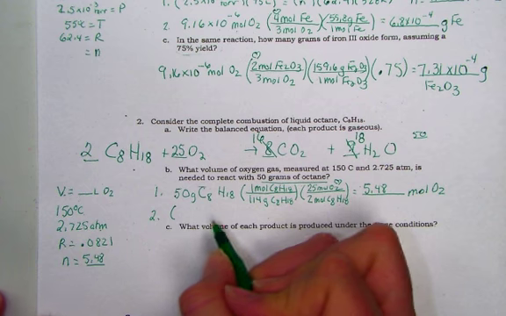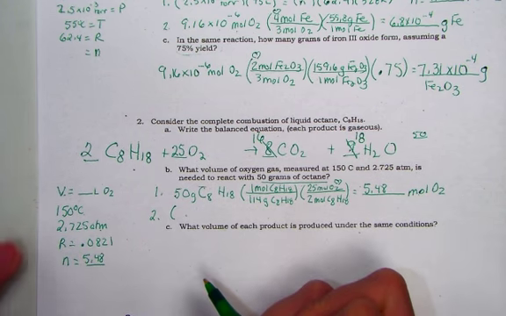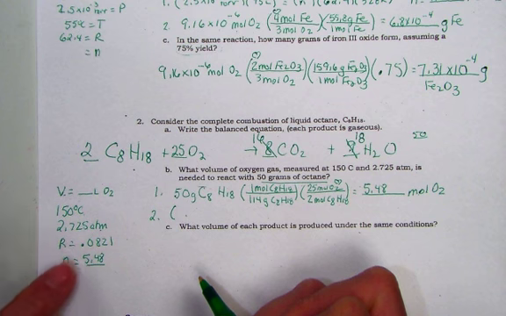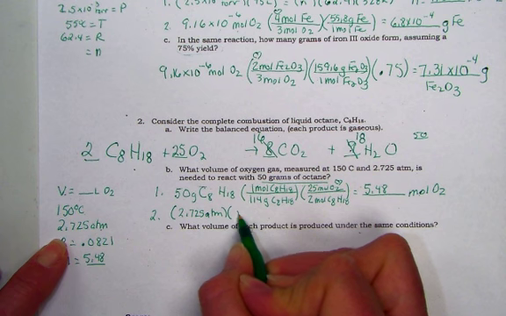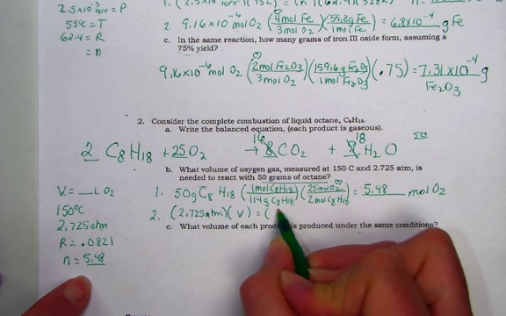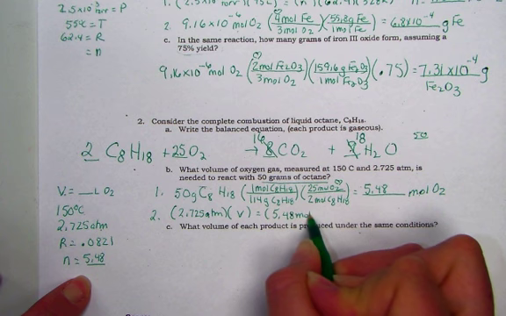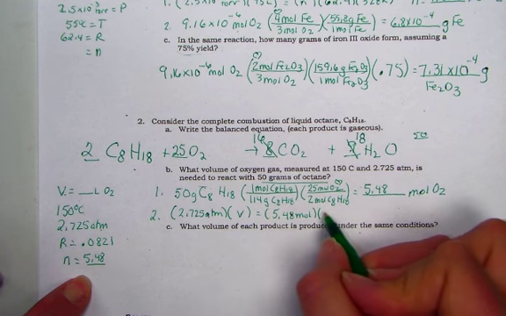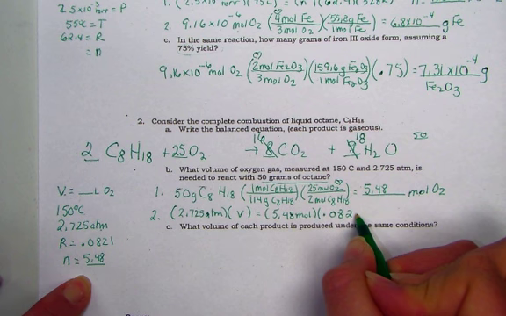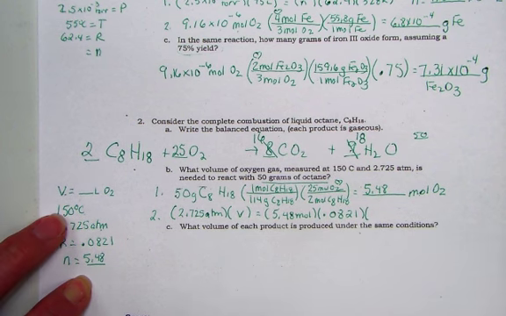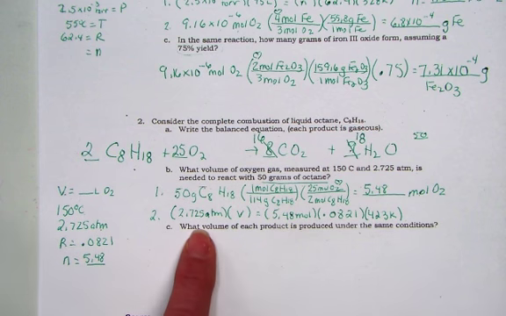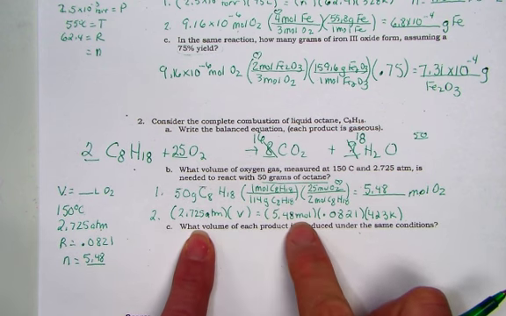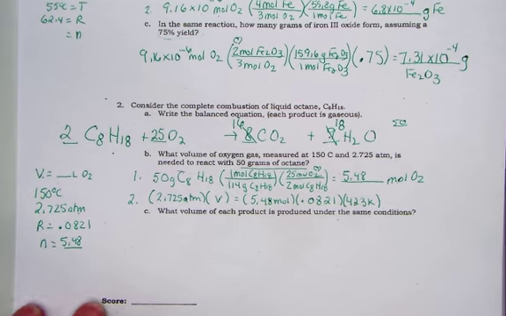Step 2 says, now that we have moles of oxygen, let's PV=nRT. We know the pressure unit was given as 2.725 atmospheres. Let's find the volume. n was just determined, 5.48 moles. R is the gas constant to match an atmosphere, 0.0821. And the Kelvin temperature of 423. Alrighty. We know pressure, we're solving for volume, we know moles, we know the constant R, and the Kelvin temperature.